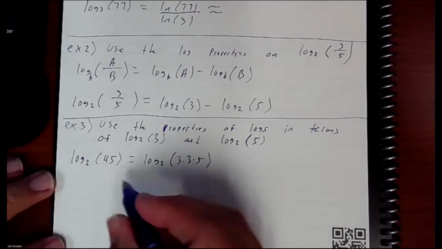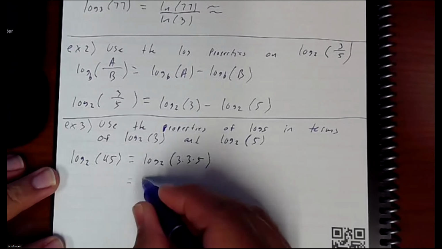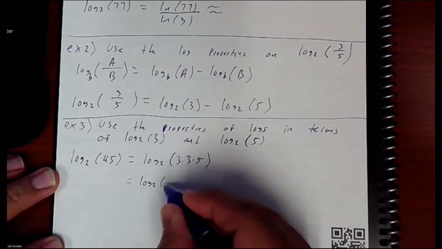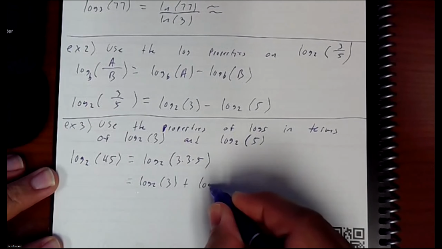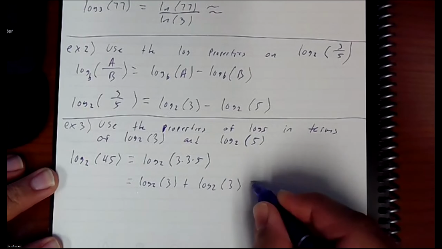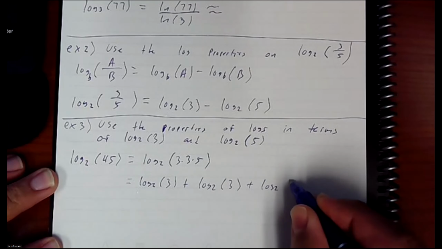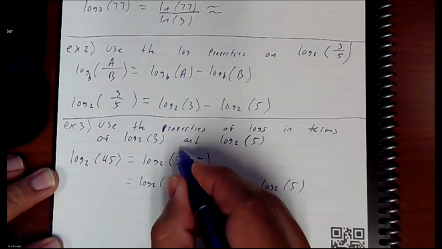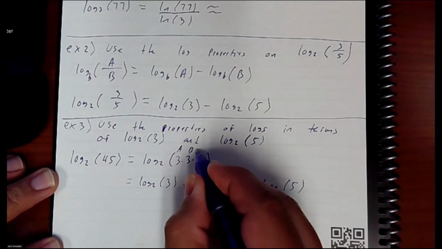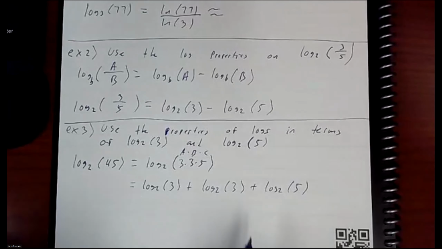Okay, so here you'll get log base 2 of 3 plus log base 2 of 3 plus log base 2 of 5. So every single product will become a sum. Does that make sense?